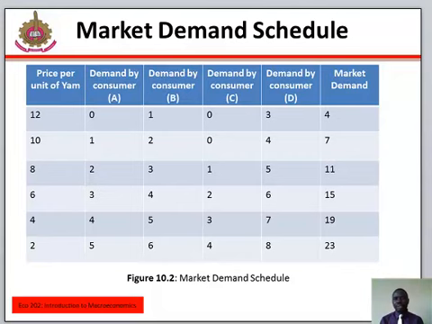When price falls to 8 naira, consumer A buys 2 units of yam, B buys 3 units of yam, and C buys 1 unit of yam. Consumer D buys 5 units of yam. When the price falls to 6 naira, consumer A buys 3 units of yam, consumer B buys 4 units of yam, consumer C buys 2 units of yam, consumer D buys 6 units of yam, and so on. By adding up the quantity demanded by all the four consumers at various prices, we get the total market demand, which can be used to draw the market demand curve. So, the last column of the above demand schedule gives the total demand for yam at different prices.